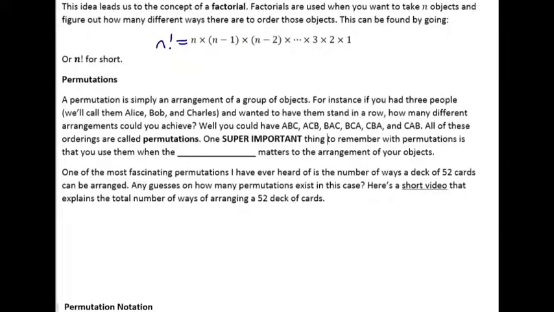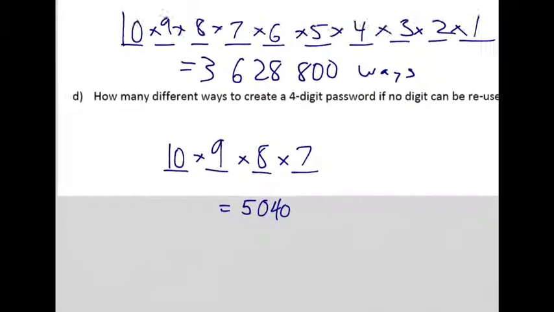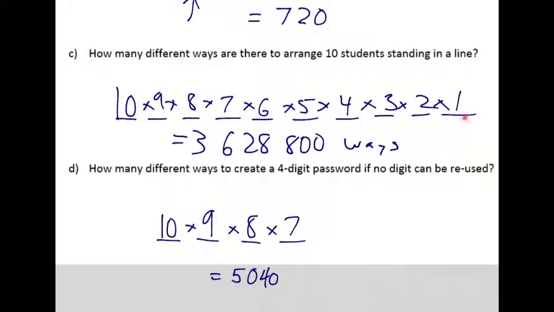Isn't that longer? No, this is shorter than that. So instead of writing all of this, you can just write 10 factorial. You get the same thing. In fact, to do it in your calculator, 10 exclamation mark. That exclamation mark means factorial.